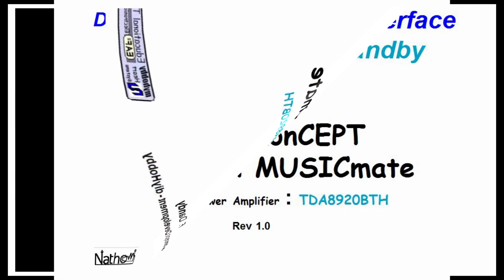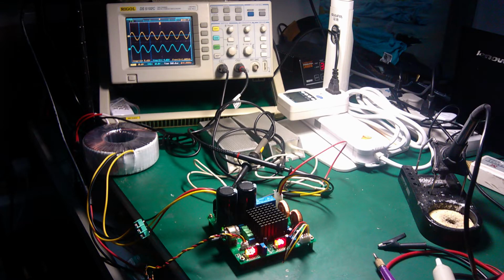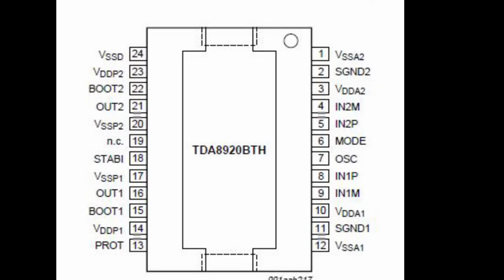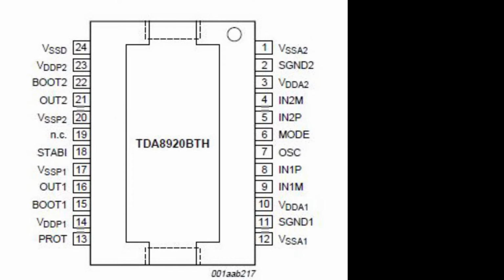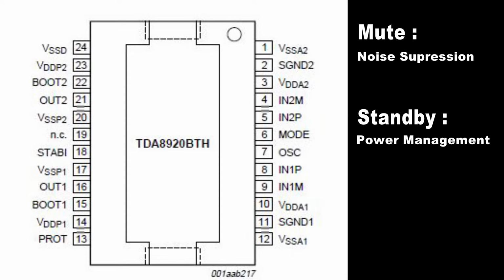Let's talk about how to design the program to power on and power off our amplifier, and how to control our digital Class D power amplifier, especially the TDA8920 BTH, and using the mute and the standby controls so that we can use its power management features.